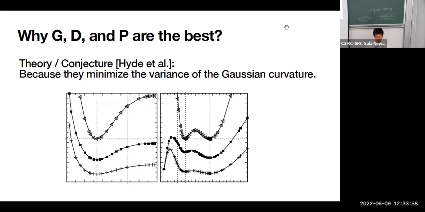So you want to distribute the Gaussian curvature over the surface, right? Yeah, so it's not too concentrated. Concentrated corresponds to nodes. Right? Yeah, so that's their theory. So Gaussian curvature is most uniform, it's closest to that.